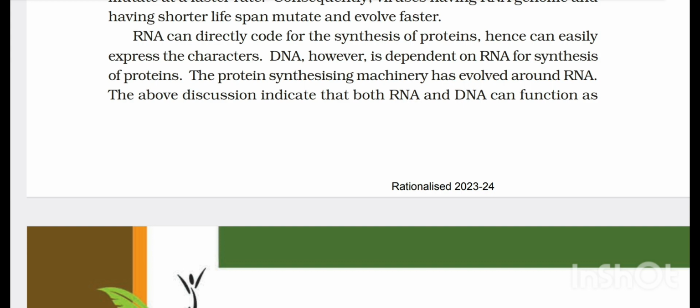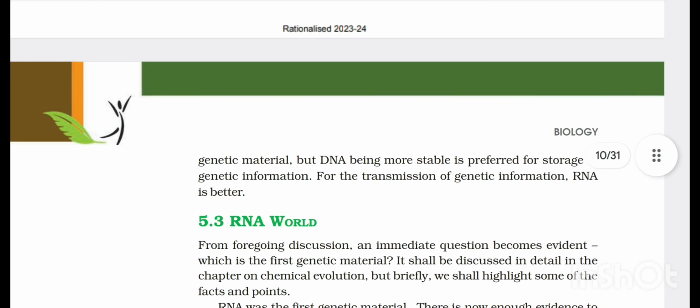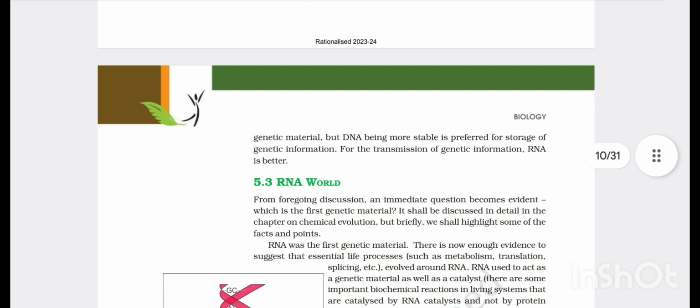The above discussion indicates that both RNA and DNA can function as genetic material, but DNA being more stable is preferred for storage of genetic information. For the transmission of genetic information, RNA is better. So, it is all about DNA and how DNA acts as genetic material and how it was proved that the DNA is the genetic material. In my next class, I will discuss about the RNA world.